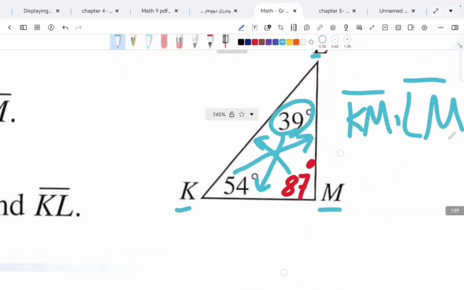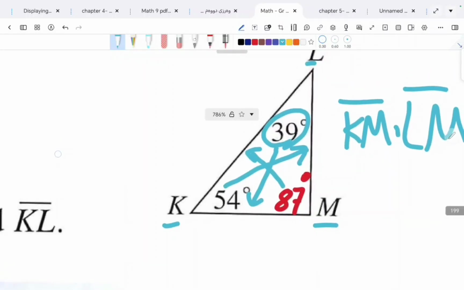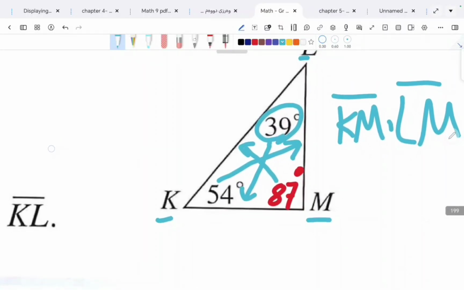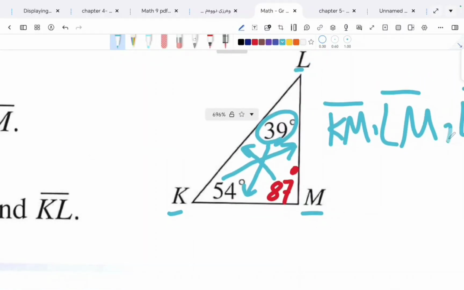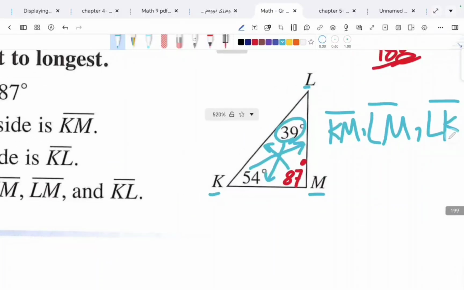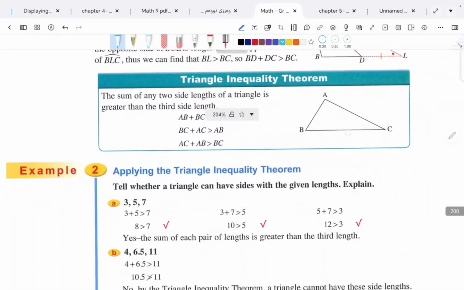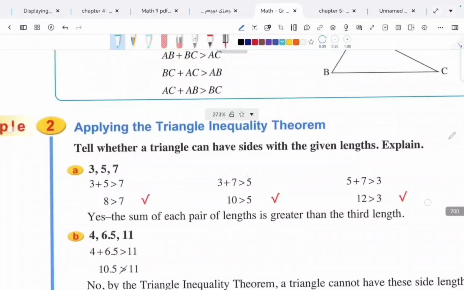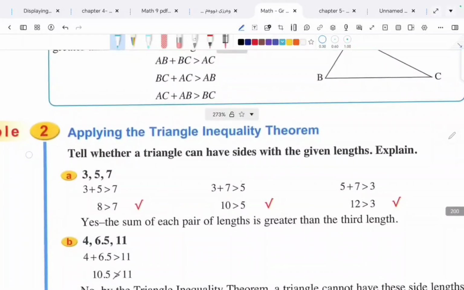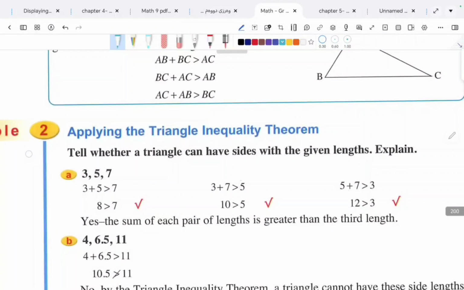And if one of the angles is missing, use mental math, or add the two angles, then 180 minus that one. Okay, this is about the first case. The second case, they ask for what? Applying the triangle inequality theorem.